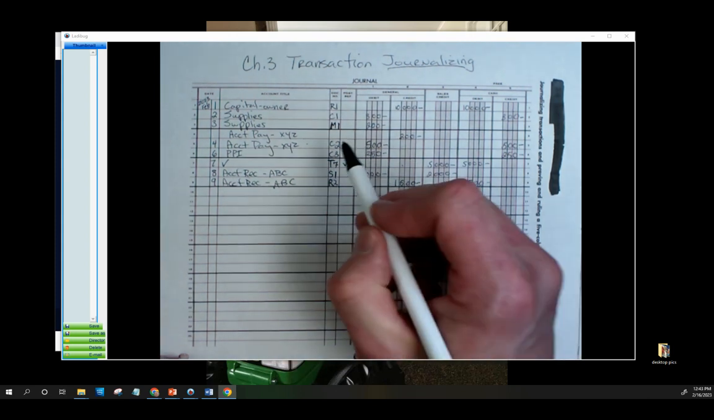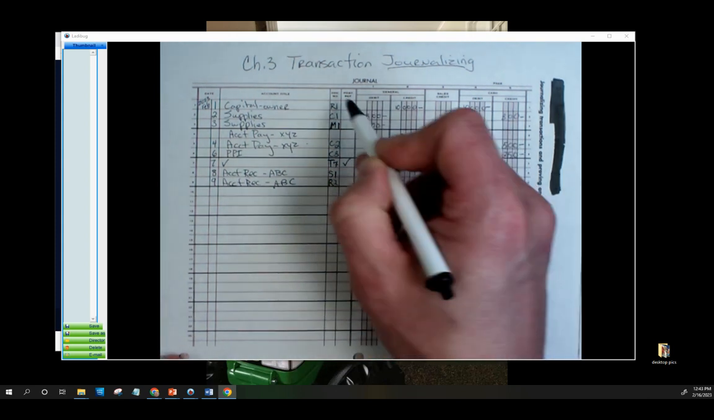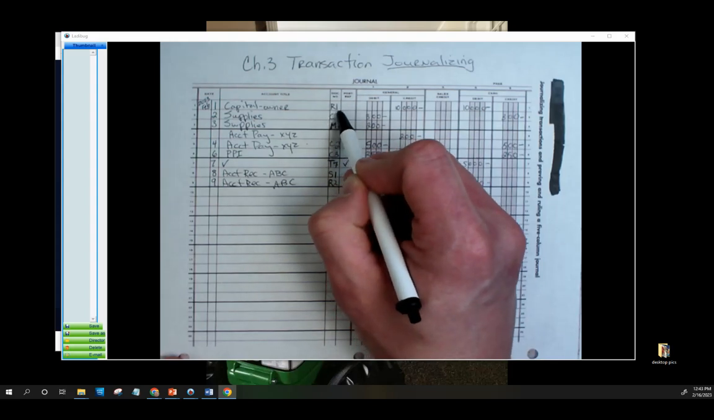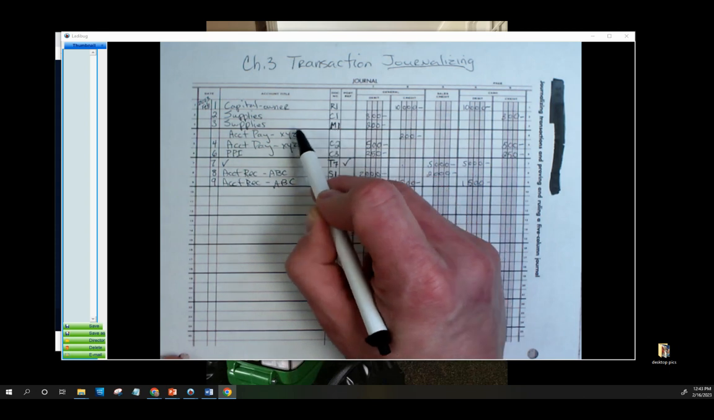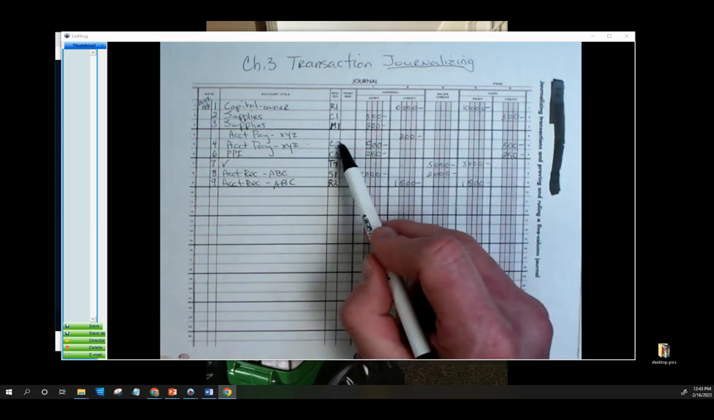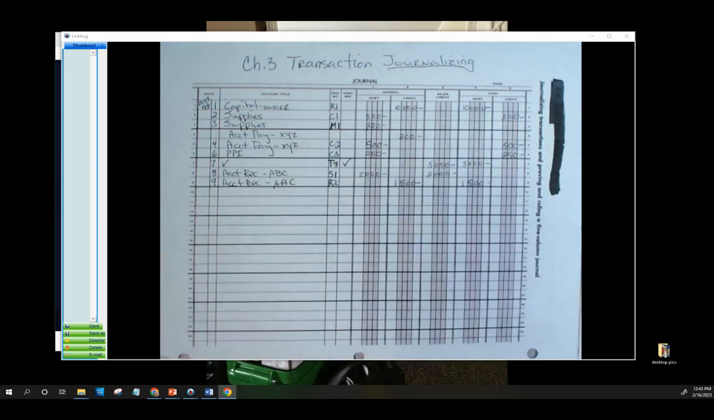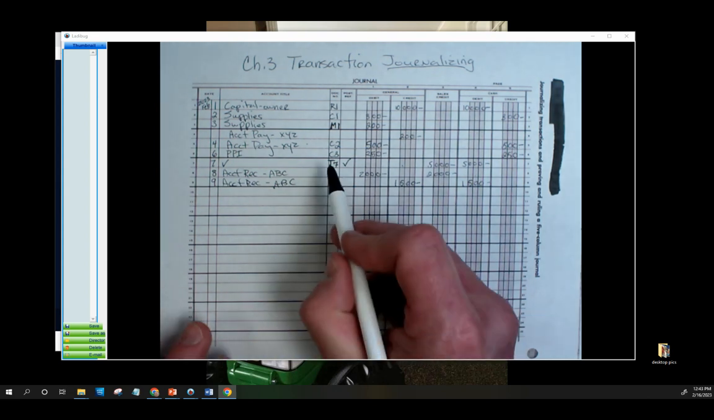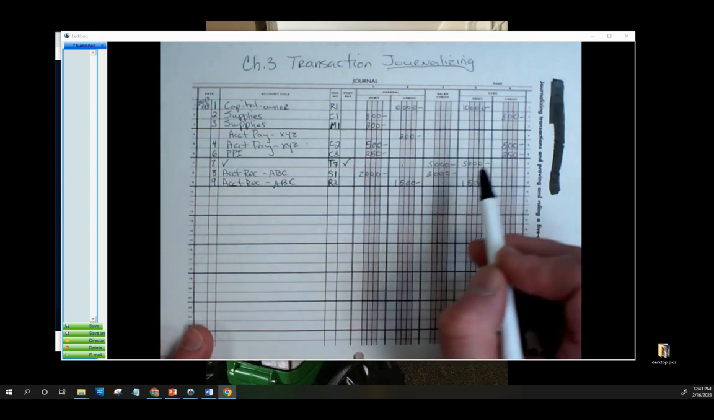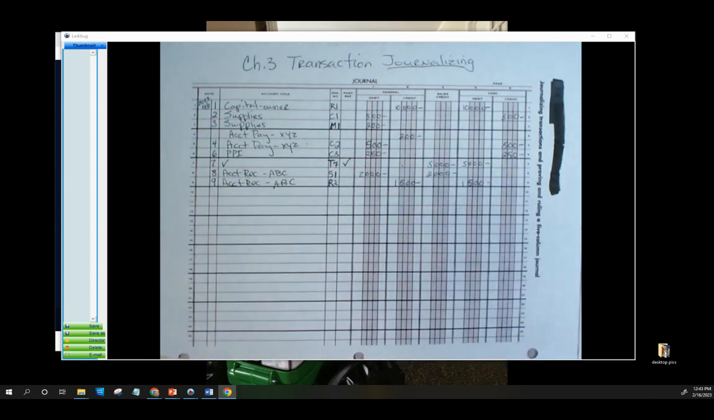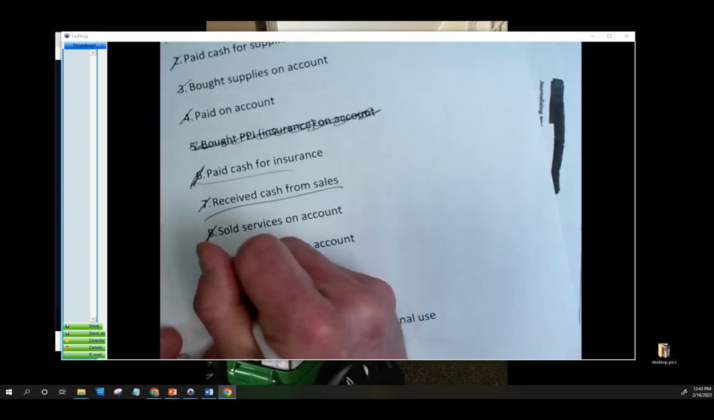So these are the two places you would use a receipt: receiving cash on account, and receiving cash as an investment. This is the only time you'll use a memorandum, when you buy supplies on account. Checks are for when you pay cash. And register tape is when you sell services for cash. You sell and get cash right away. Okay, that was transaction 9.